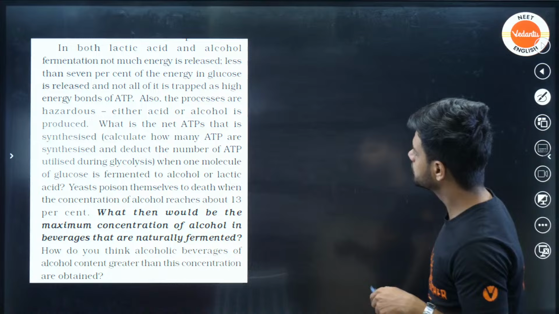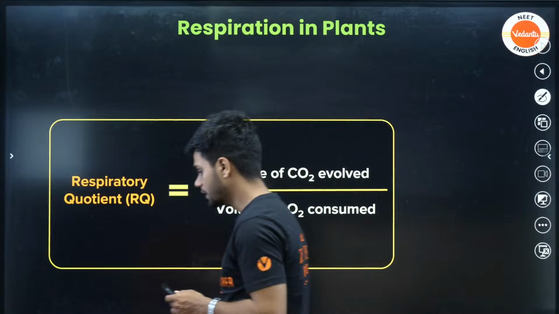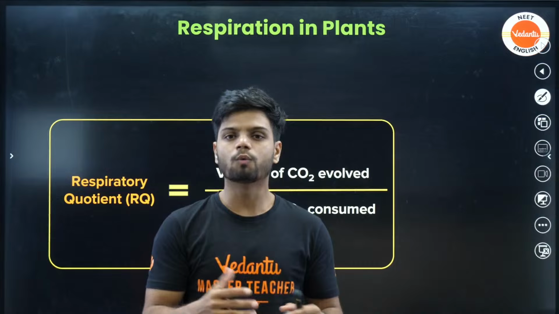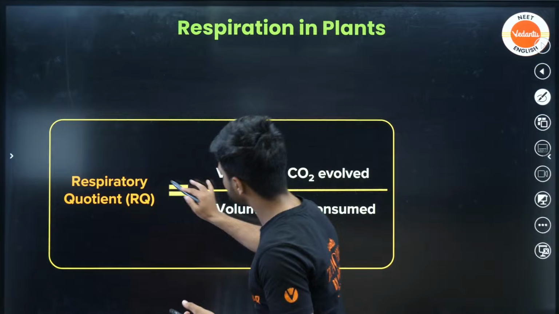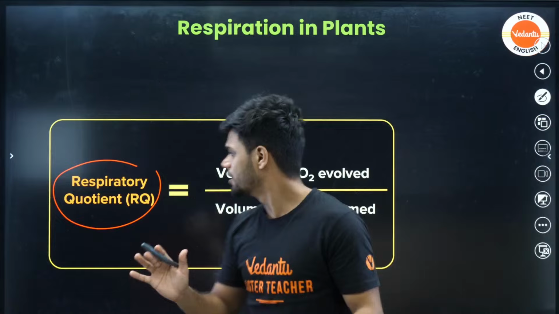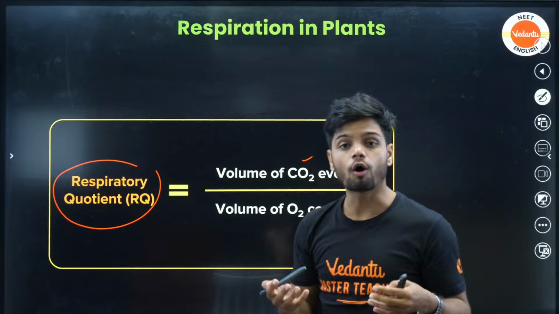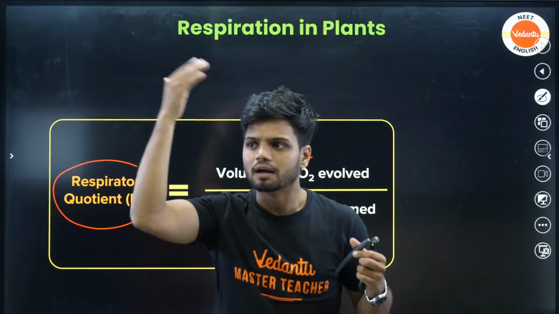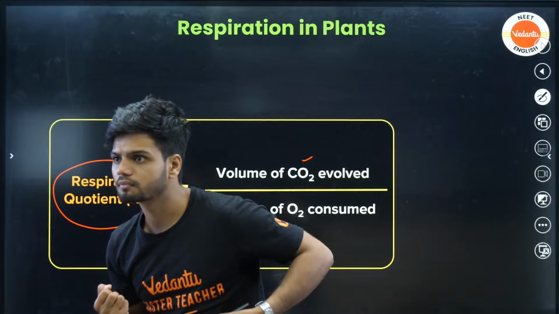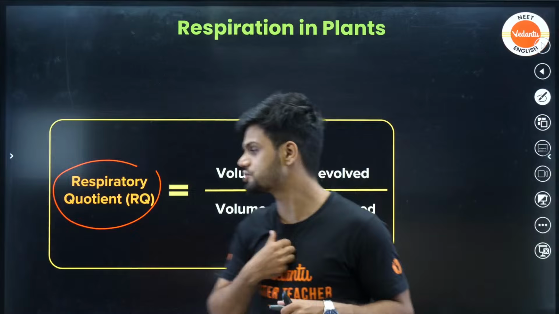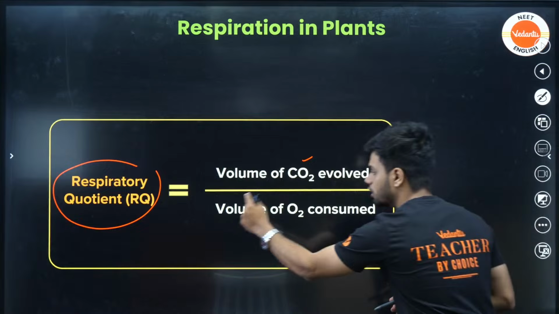Now, last part of the chapter. Can I teach you the last part of the chapter, where I will tell you exactly where the question will come? What is the last part of the chapter? It is nothing but your respiratory quotient. What is respiratory quotient? Respiratory quotient is nothing but the volume of CO2 released by the volume of oxygen consumed. That is, respiratory quotient is the volume of CO2 evolved to the volume of O2 consumed.